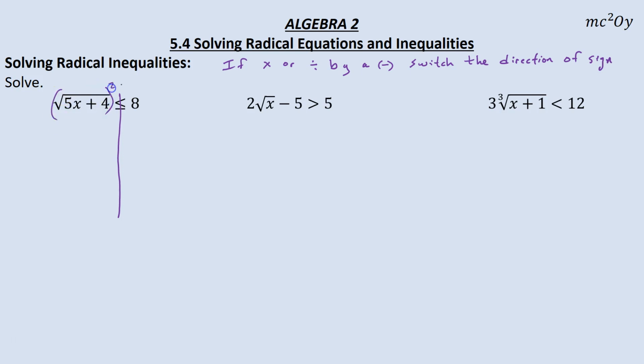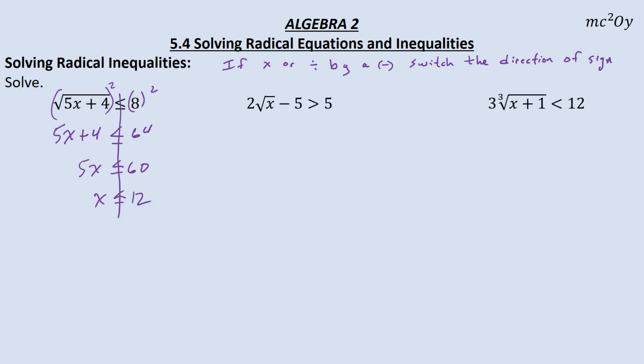Square both sides here. Okay, I'm left with 5x plus 4 is less than or equal to 64. Subtract 4. Get 5x is less than or equal to 60. Divide by 5. x is less than or equal to 12. Okay, so we got 12 as a solution.